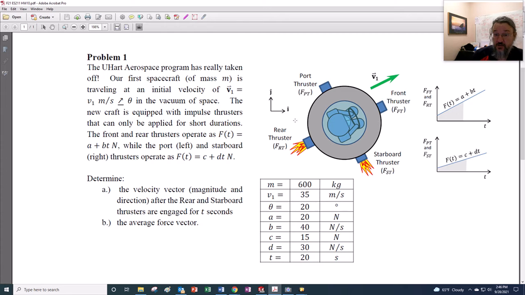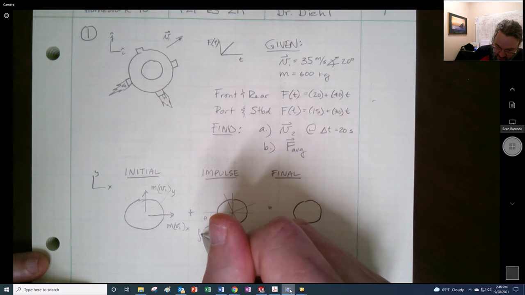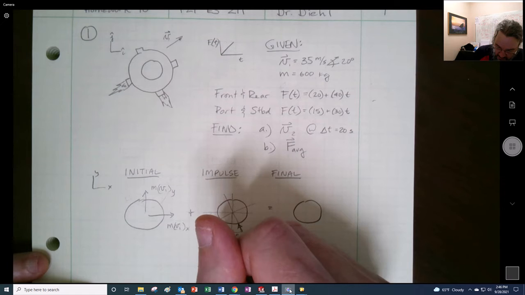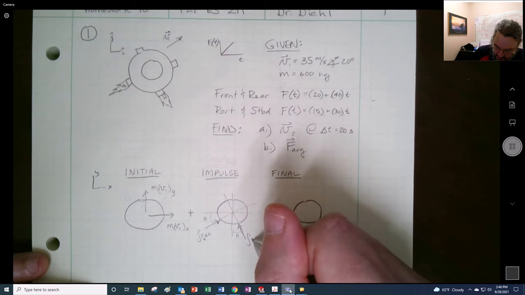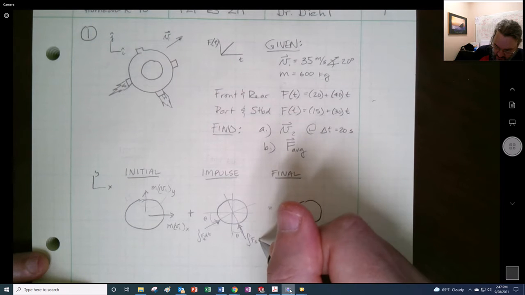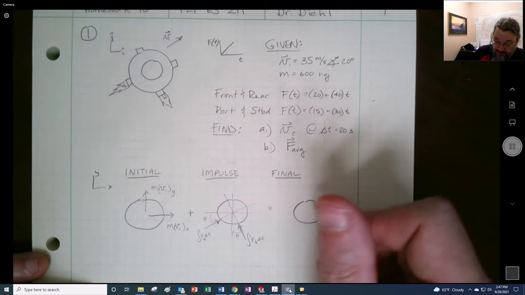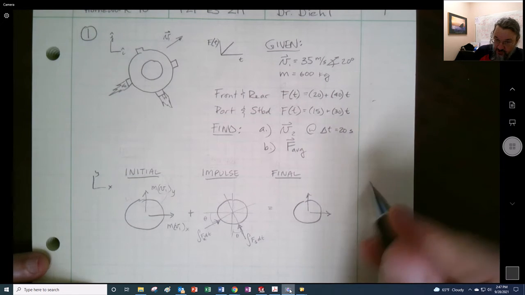You can see that here's the horizontal, and you can see we're making an angle of 20 degrees right here. So that's why that's arranged there. And let's write it F dt. Maybe I'll write this as the rear one, and this is F, and this is the starboard one, dt. So these are the impulses that are taking place onto this. And then we're going to find a final, and I'm going to assume that these are both in direction.